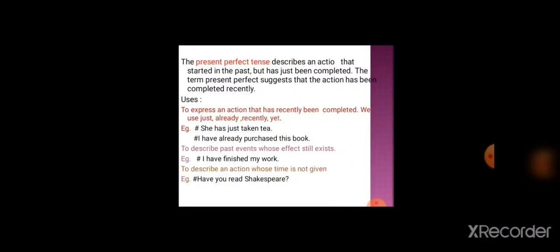It is also used to describe an action whose time is not given. Like, have you read Shakespeare? So here the action is done, but we don't know the time when this action has been done. But here also we will use present perfect tense, that is past participle form of verb, have.